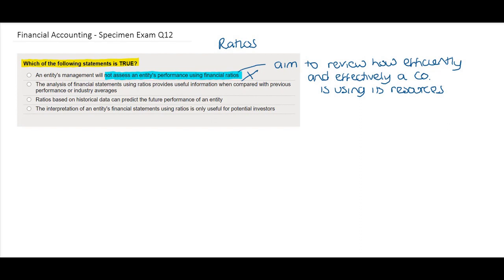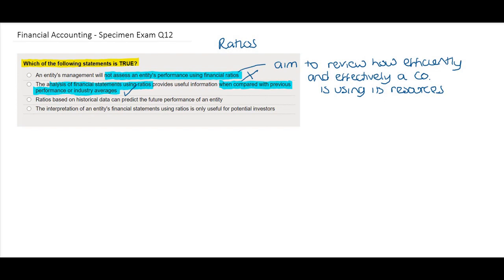The next statement says that the analysis of financial statements using ratios provides useful information when compared with previous performance or industry averages. Ratios are often used to compare the current year with previous years and industry averages, and as a result, this statement is true.